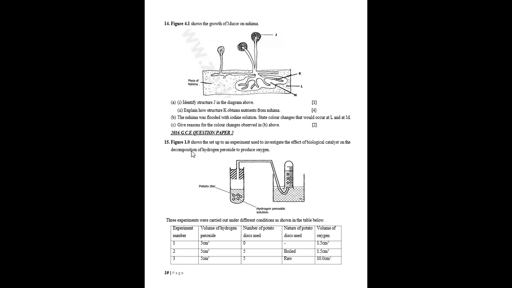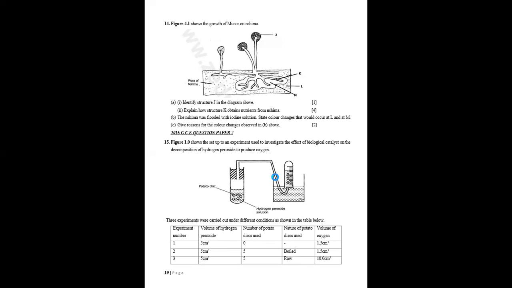All right, 2016. Figure 1.0 shows the setup of an experiment used to investigate the effect of biological catalysts on the decomposition of hydrogen peroxide to produce oxygen. We have potato juice and hydrogen peroxide solution. Three experiments were carried out under different conditions as shown in the table below. Experiment number one, boiled; raw.